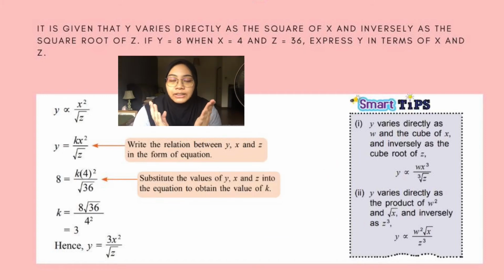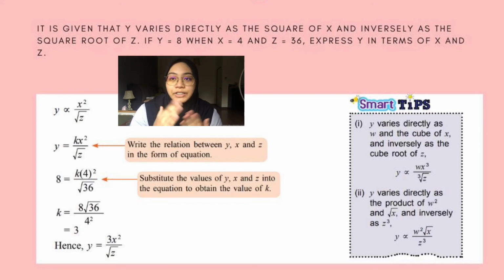When you get a question like this, the first thing you're supposed to do is write down whatever they gave you, as in which one varies directly and which one varies inversely, in the form that they have given in the example over here, like the one we already looked at in the smart tips just now. Whichever varies directly, you put on the top tier, and the one that varies inversely, you put at the bottom tier. If it's on the top tier, it means multiplication, and on the bottom tier, it means division.